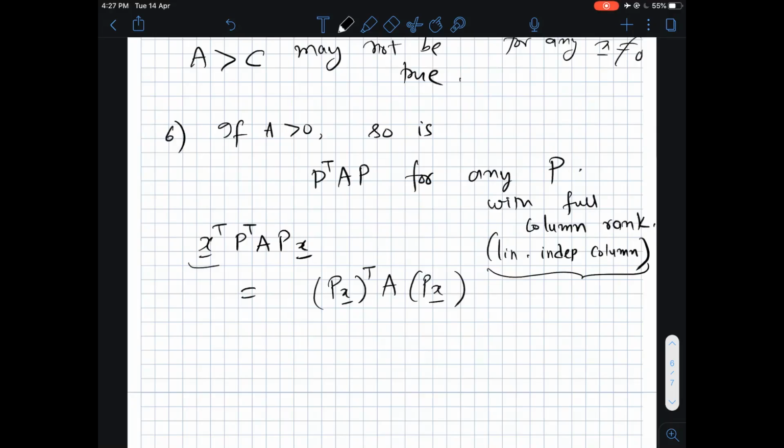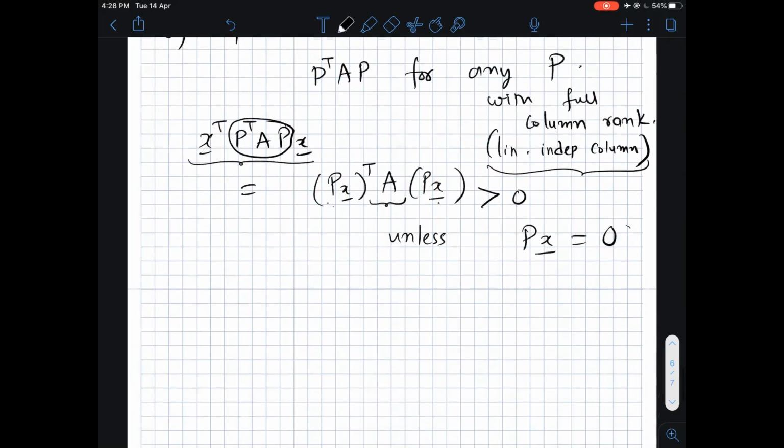Now this here on the left is a quadratic form for the matrix P transpose AP. What you have on the right is a quadratic form for A with Px as your variable, with a changed variable. Now what do you know about this quadratic form? A is given to be positive definite, so no matter what, variable transpose A times variable is always positive, unless Px equals 0. If Px is not 0, then it will be positive.